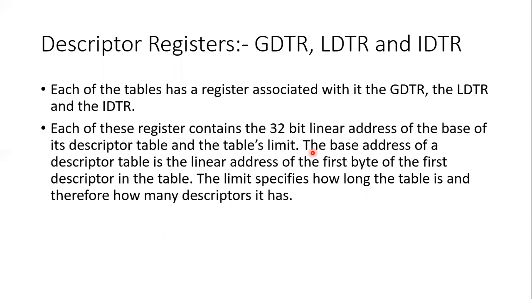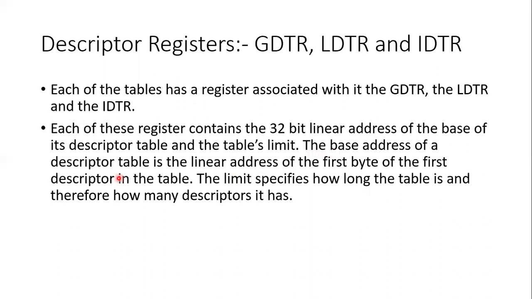Whatever limit is given will tell you how long that table is, and therefore how many descriptors it has. If the table has a limit of 100, then it will contain 100 descriptors. If the table has a limit of 1000, then it will contain 1000 descriptors. So make this point very clear.